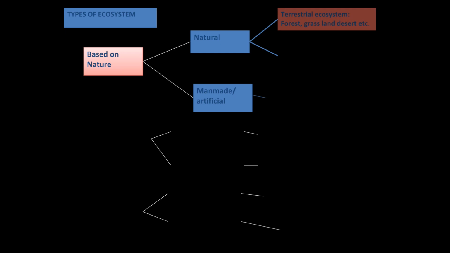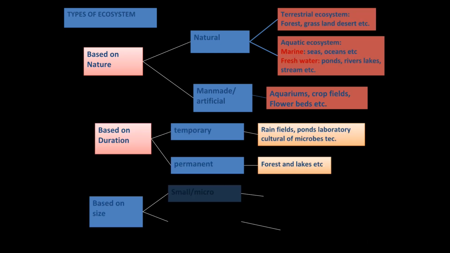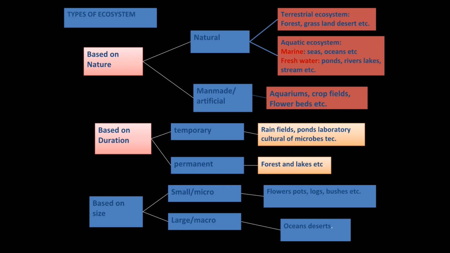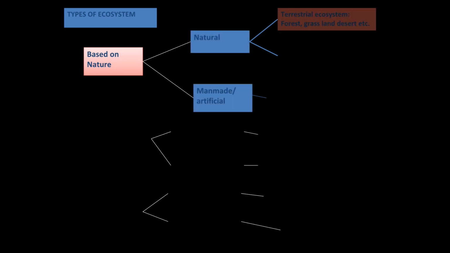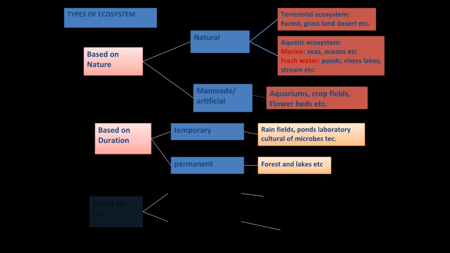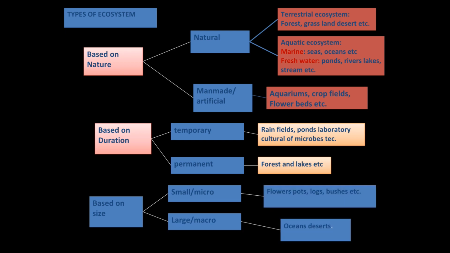Now let us discuss the types of ecosystem. Ecosystem is divided into three types based on their size, based on their duration, and based on their nature. Based on their nature, the ecosystem divides into natural ecosystem and man-made or artificial ecosystem. Coming to the natural ecosystem, terrestrial ecosystems such as forest, grassland, desert, etc. come under the natural ecosystem. And aquatic ecosystems, marine such as seas, oceans, etc., and freshwater such as ponds, rivers, lakes, streams come under the natural ecosystem.